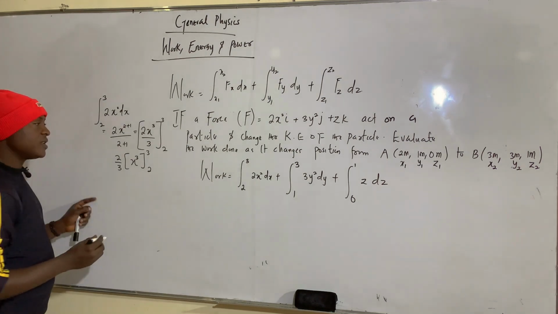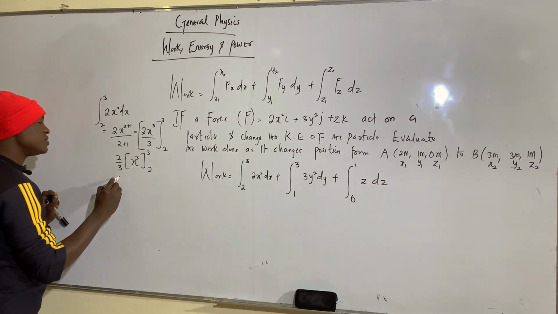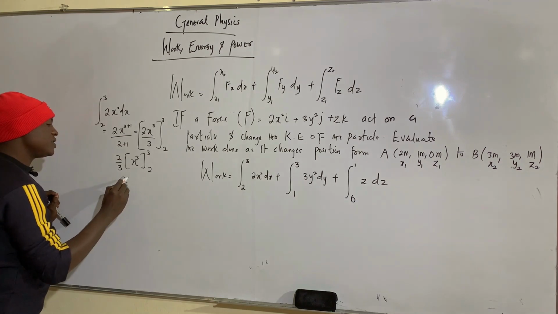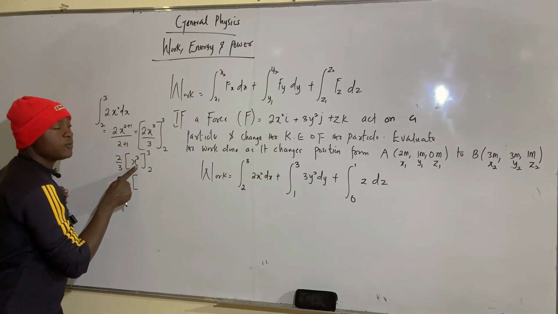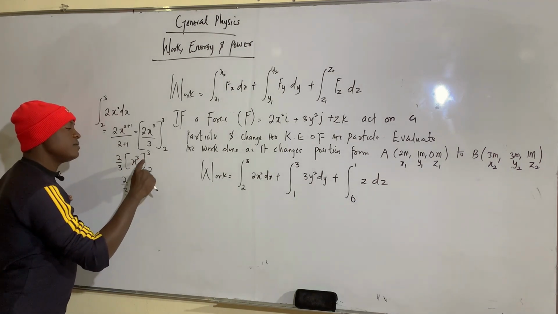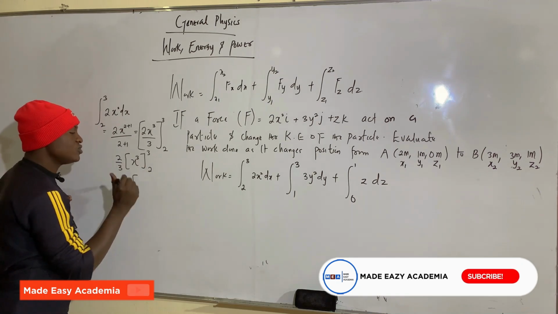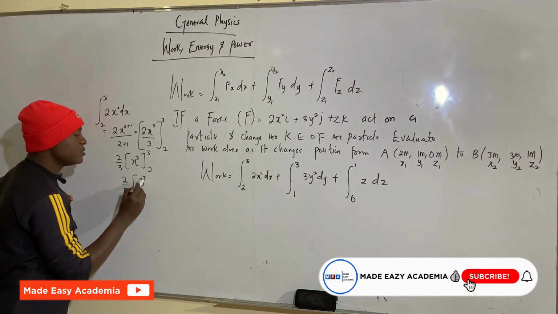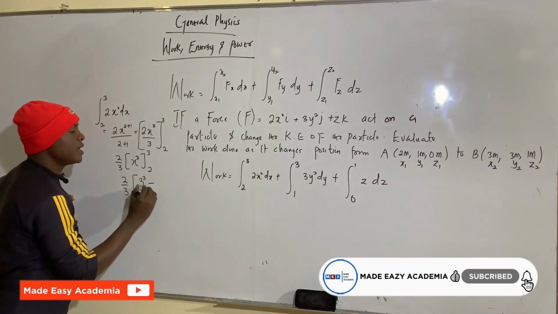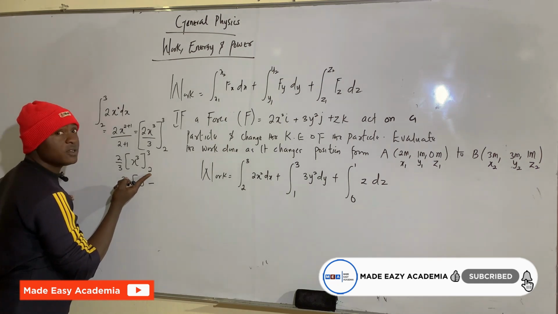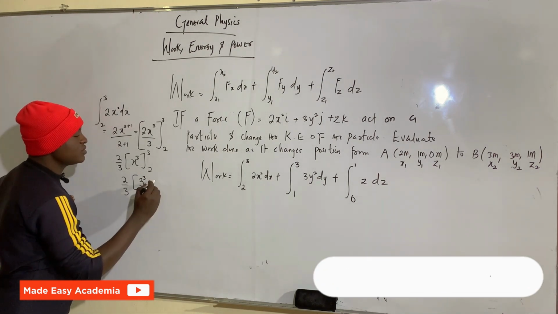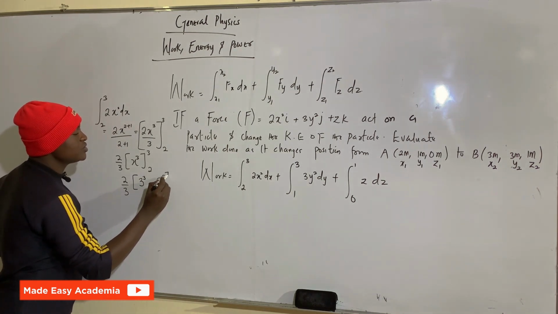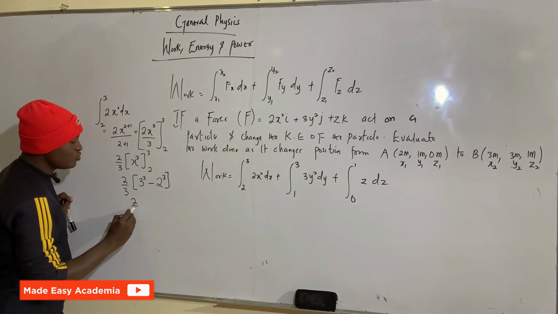So now let's substitute the values. Upper limit minus lower limit. So we are going to have 2 over 3, meaning I will substitute for x when x is 3. Then minus I will substitute for x when x is 2. So here we have 3 cubed. That's for the upper limit. Minus, you can see the lower limit we have here is what? Yeah, good. 2. And we have 2 cubed. So here we are going to have 2 over 3.